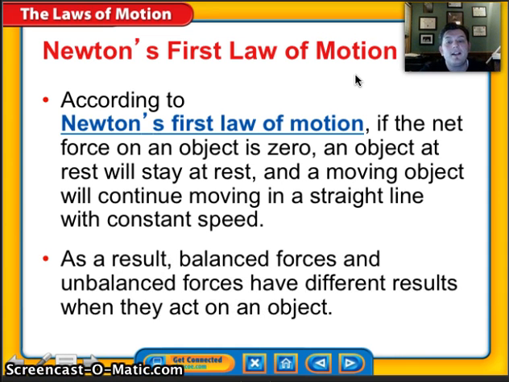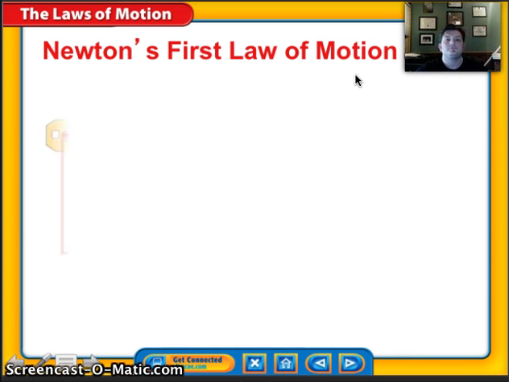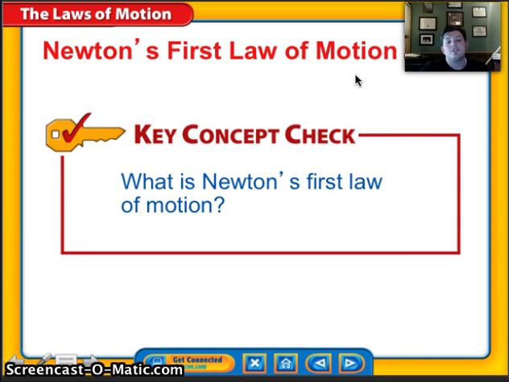So as a result, balanced forces and unbalanced forces have different results when they act on an object. There was an unbalanced force of gravity and fluid friction causing the bear to fall. So, what is Newton's first law of motion? Think of it in your head right now. Don't say it out loud, but think of it. An object at rest stays at rest, and an object in motion stays in motion until an outside force causes that to change.